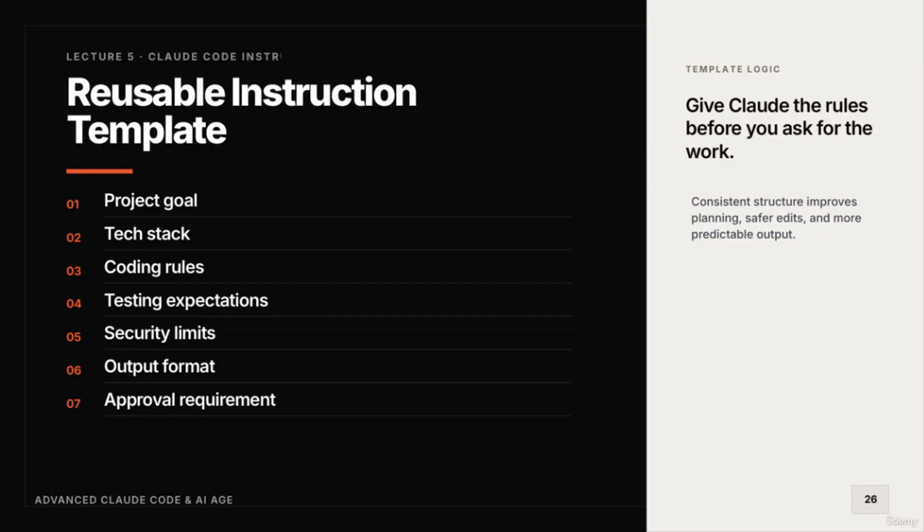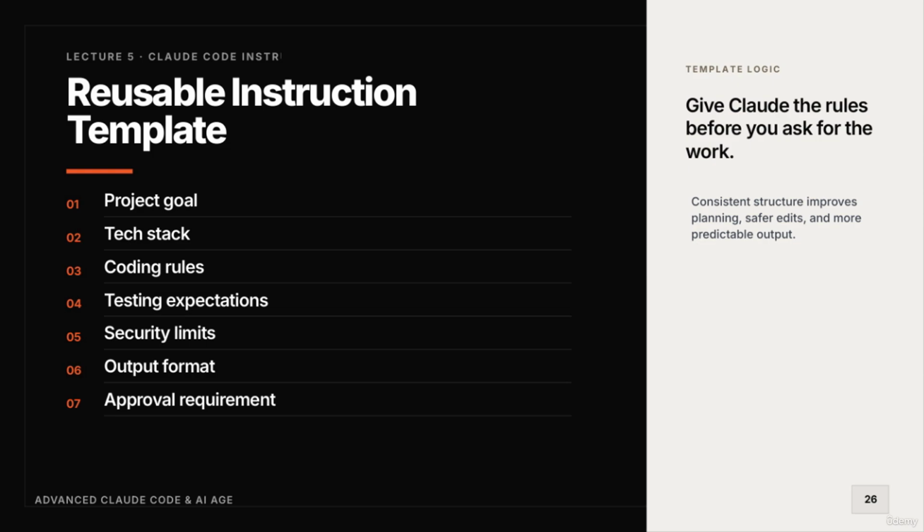In this slide, we focus on the key components of Claude code instructions using a reusable instruction template. The first important element is defining the project goal, which sets a clear objective for what we want to achieve. Next, the tech stack outlines the specific technologies and tools involved, ensuring everyone is aligned on the resources and platforms to be used. Coding rules come next, which are essential for maintaining consistency, readability, and best practices across the codebase.